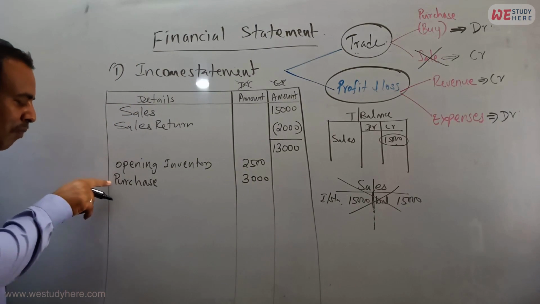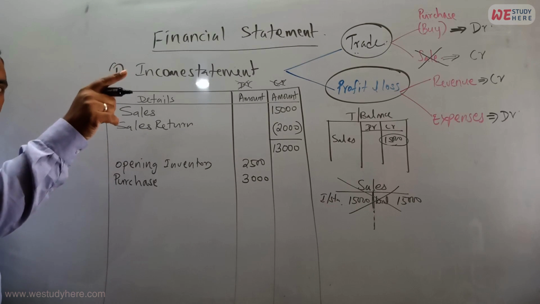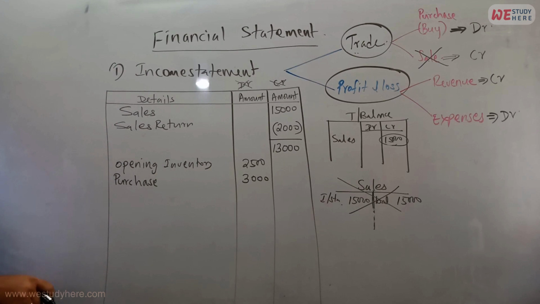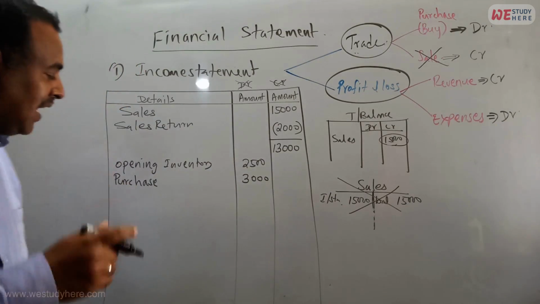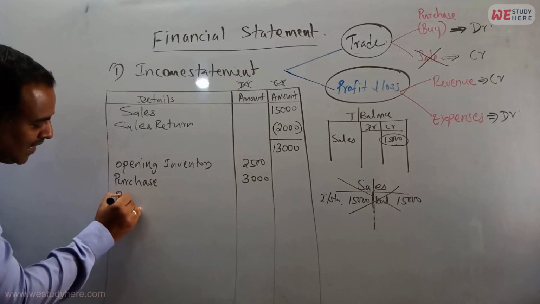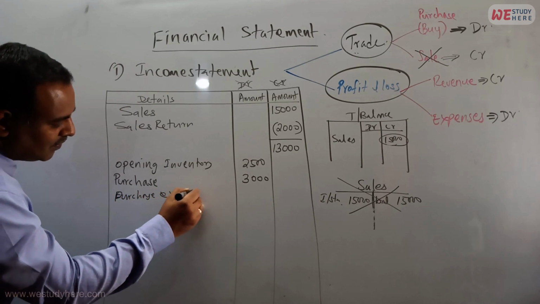Okay, now when you purchase goods from a foreign country or some other country, you have to bring those goods from there to here, to our organization. For that we have some direct expenses. Those expenses we have to add. We call them purchase expenses.